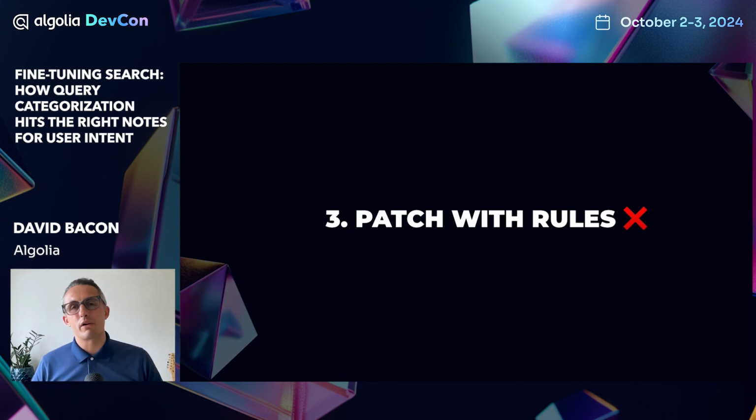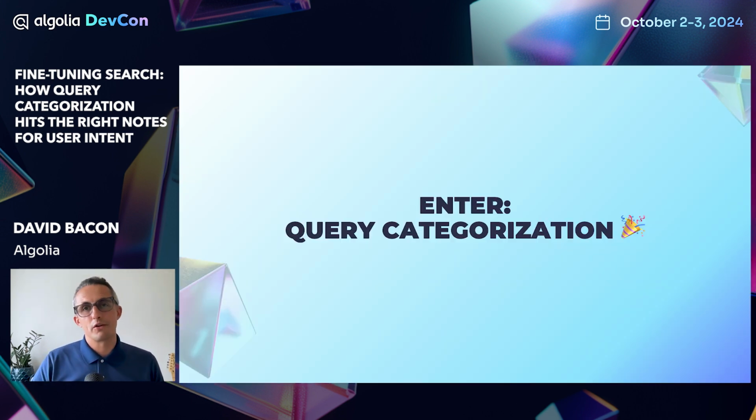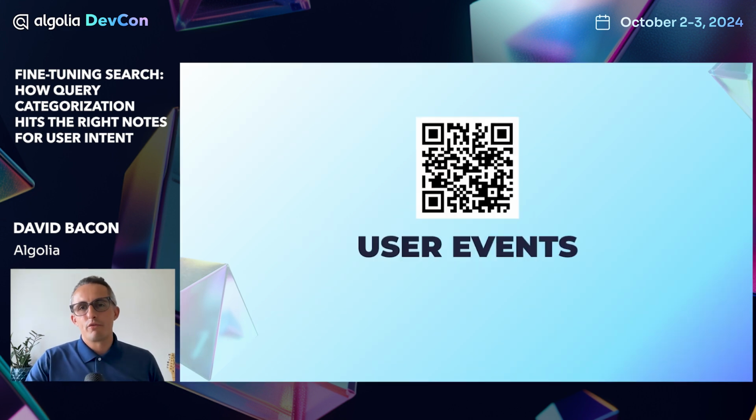But this is where Algolia comes in. The key to fixing this isn't asking users to change the queries or change the data. It's enabling a feature in the dashboard. Enter query categorization. Ta-da! Here's an overview of how we can get QCat working.